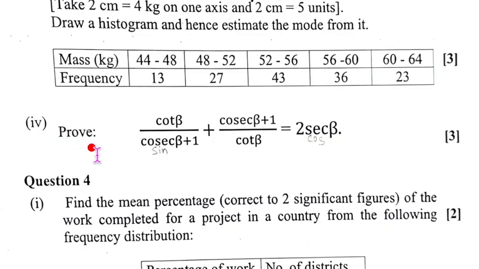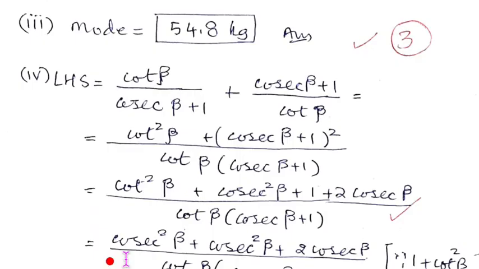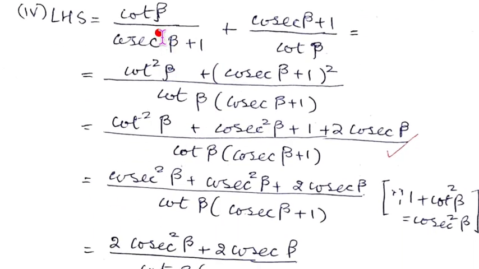Question 3, fourth subpart. Prove that cot beta upon cosec beta plus 1 plus cosec beta plus 1 upon cot beta is equal to 2 sec beta. Let us start solving. We'll have to obviously take the LHS. Okay, so LHS we have written all this. Then we take the LCM cot beta into cosec beta plus 1. Then this cot beta multiplies cot beta, cot square beta. This multiplies here. It becomes cosec beta plus 1 whole square.